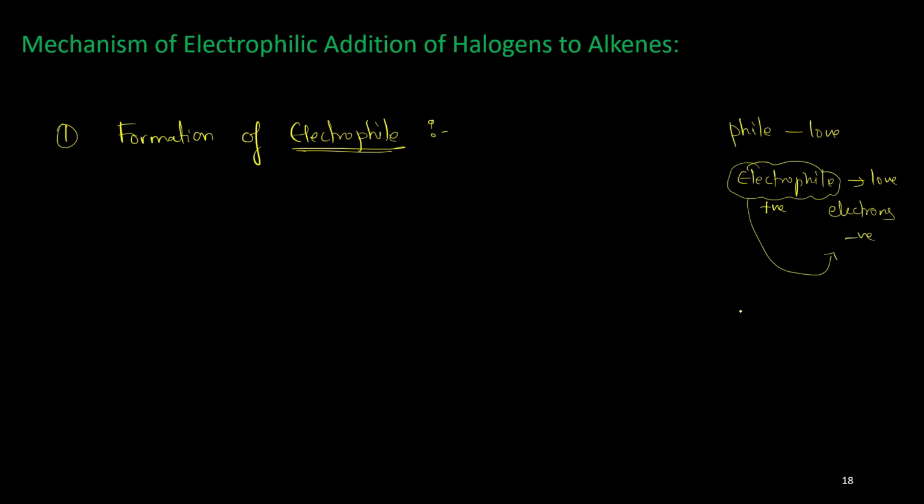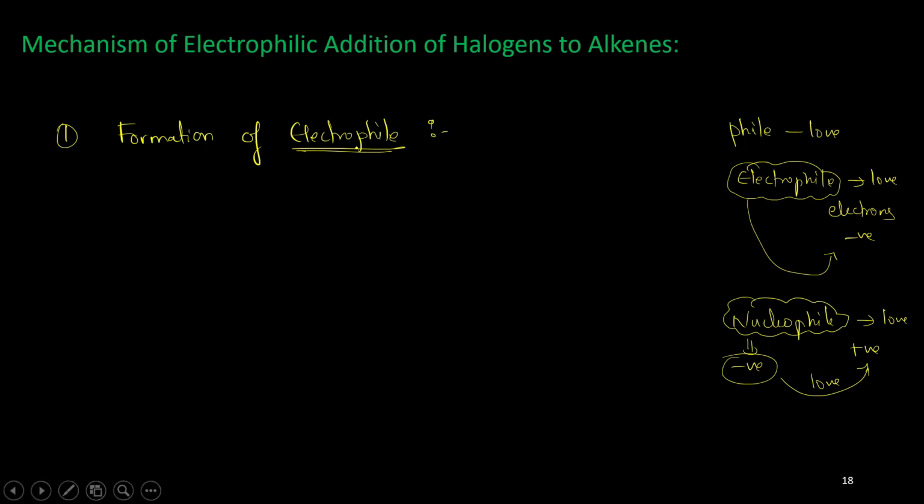And the opposite goes for the nucleophile. So nucleophile, which loves the nucleus or which loves the positive. So generally, these will be the negative molecules. So they love the positive molecules. So remember, nucleophile is a negative molecule or negative ion or negative atom. It loves the positive molecules or positive atoms. Whereas electrophile, it's a positive one which loves the negative electrons. So we are forming the electrophile. That means we are forming a positive ion.